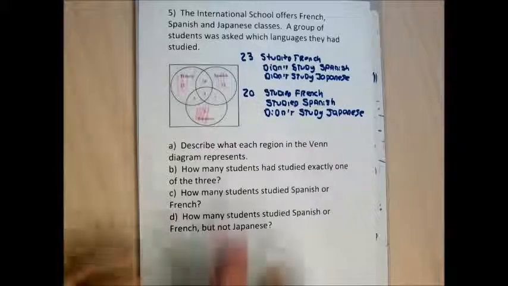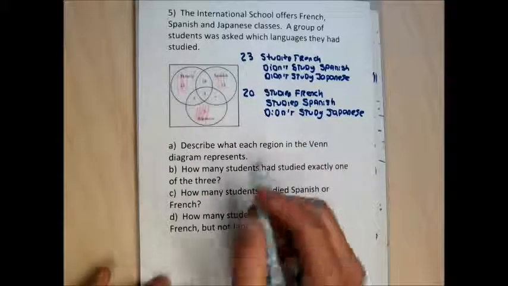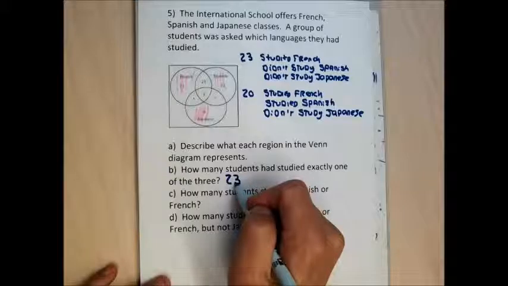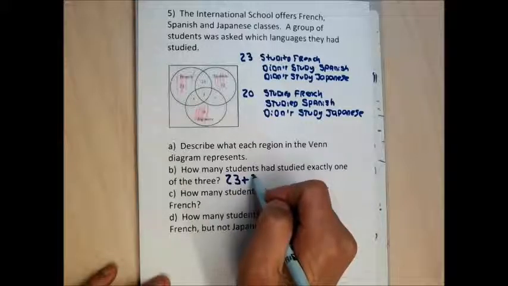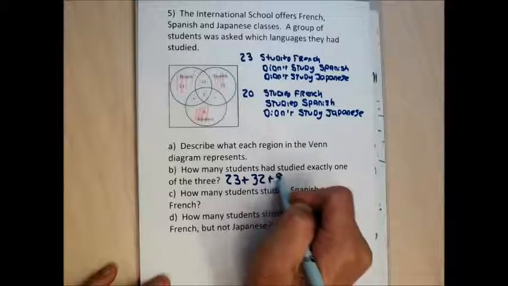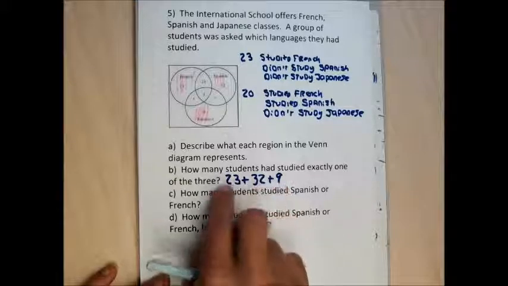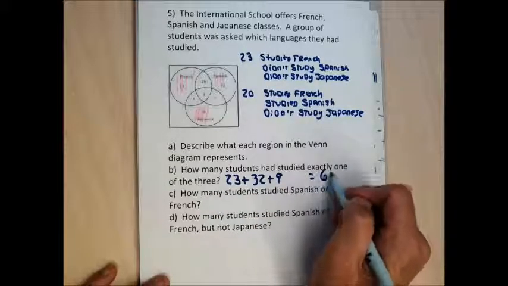So for the exactly, I'm counting those same regions that I've been doing. So I'm going to add up 23, 32, and 9, 41, 61. My answer is going to be 64.